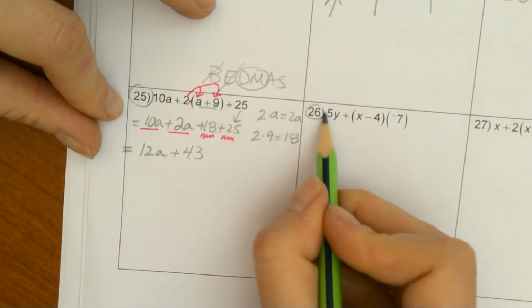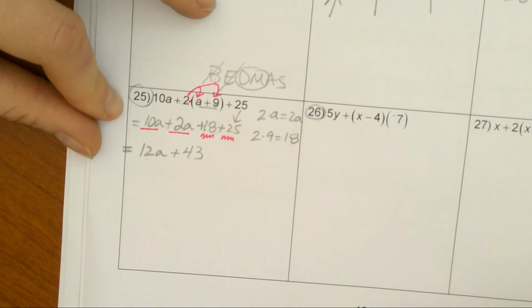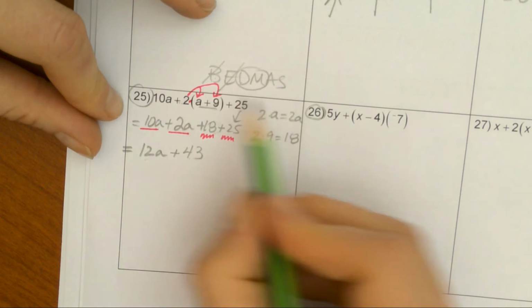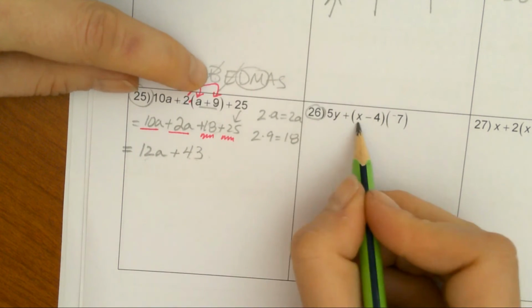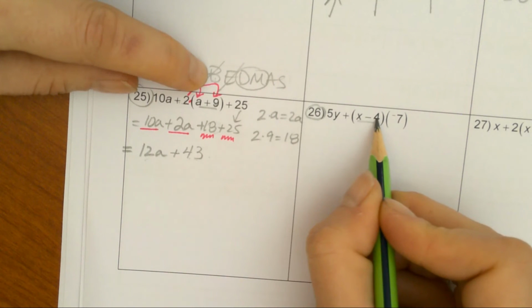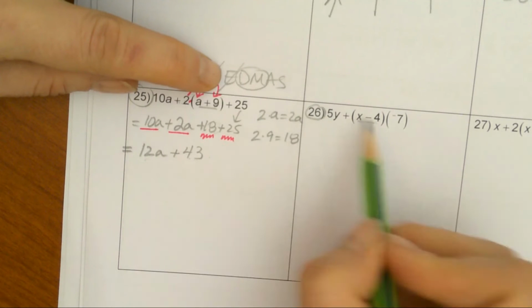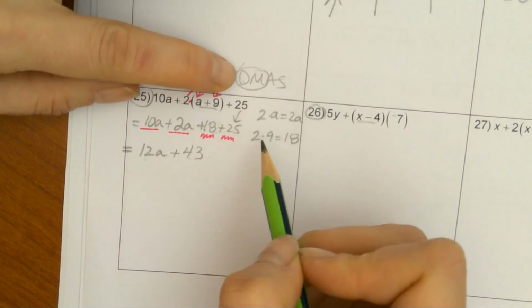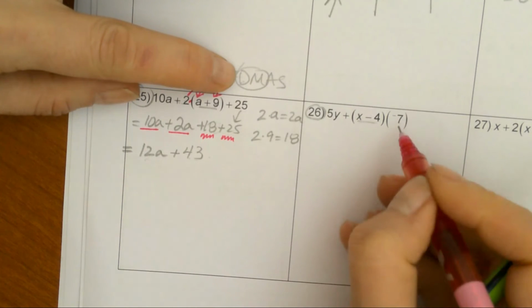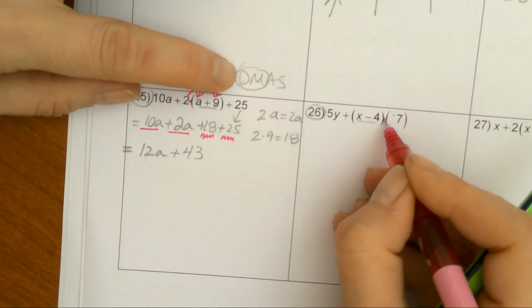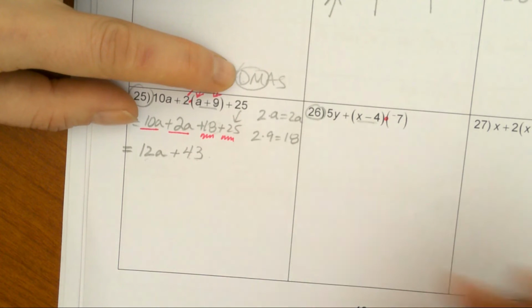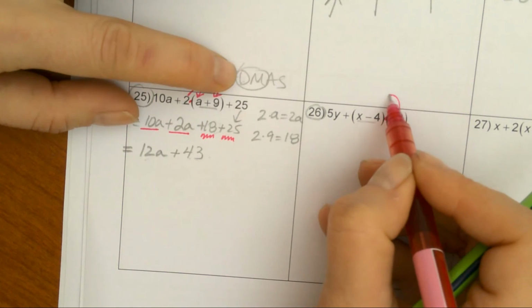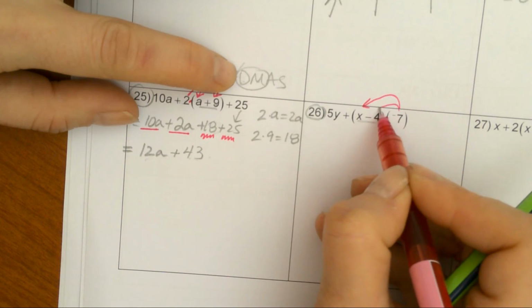Let's do 26. BEDMAS inside the brackets. I cannot because this does not have an x, so I can't do that. Exponents, no exponents. Divide, multiply, I don't see any. But because I have brackets touching brackets, there's a multiply there. So this means I have to distribute the 7 to everything inside the brackets.